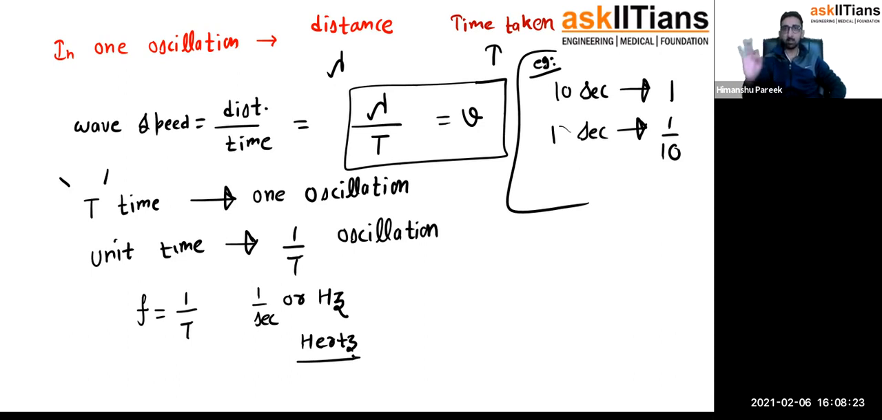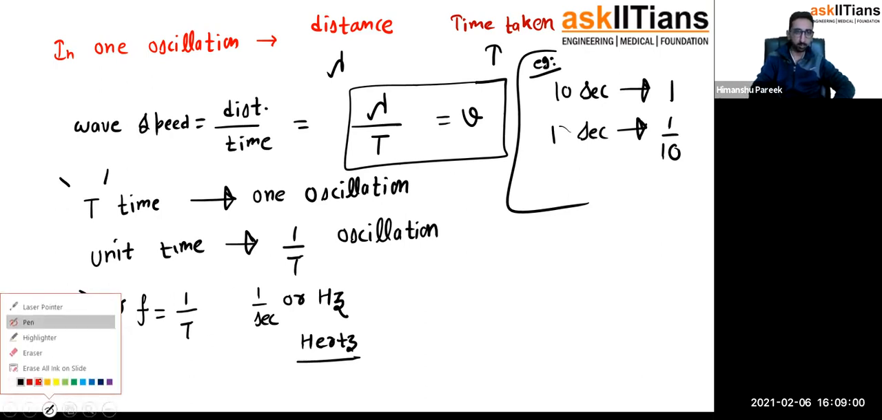Wavelength means distance traveled by the wave in one oscillation or in one time period. Vice versa, we can also say like that. And what is the meaning of frequency? Number of oscillations in 1 second. That's what we call the frequency. Now you see here, frequency is 1 by T. In some books, you'll find they use the symbol nu for frequency. Nu is a Greek symbol. So nu or f, anything you can use for frequency.